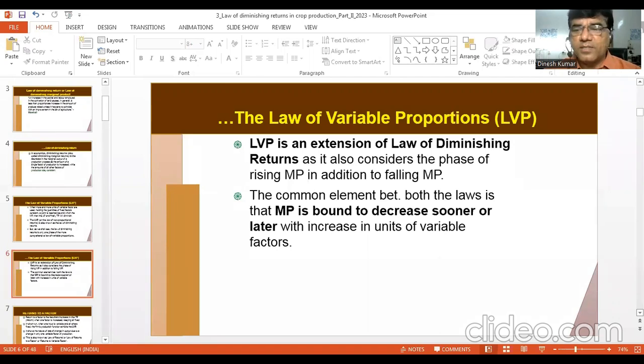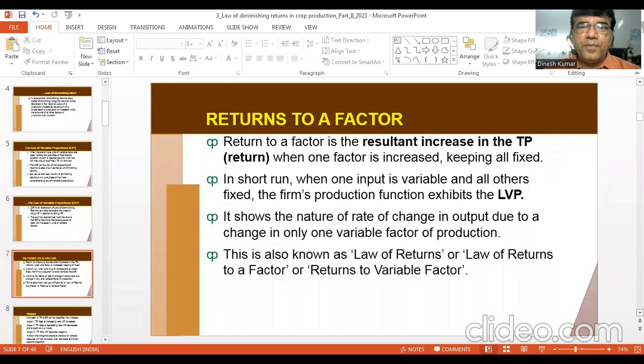Now, returns to a factor. Returns to a factor means the physical increase. The return to a factor is the resultant increase in the total product when one factor is increased, keeping all others fixed. In the short run, when one input is variable and all others are fixed, the firm's production function exhibits the law of variable proportion. It shows the nature of the rate of change in output due to a change in only one variable factor of production. This is the law of returns to a factor, or returns to a variable factor.